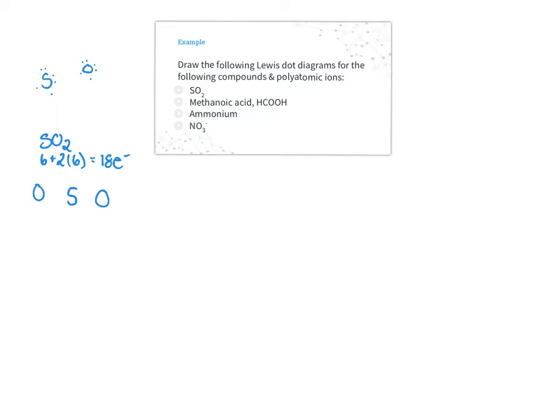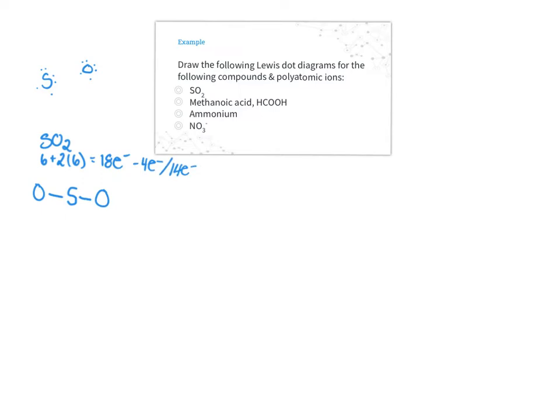Once we've drawn a little skeleton of where we want to put our elements, we're going to connect them. So I'm going to connect my oxygen to my sulfur and my sulfur to my oxygen. I've drawn 2 bonds. Now each bond is 2 electrons being shared. Therefore, I have used or put into my diagram 4 electrons. So I'm going to subtract 4 electrons from my total. This leaves me with 14 electrons that I still need to put back into my diagram.